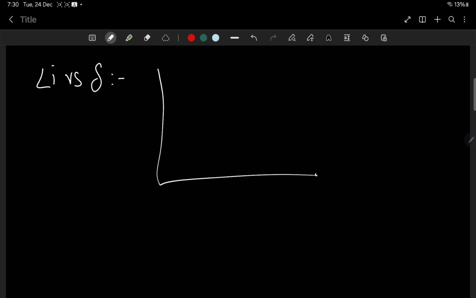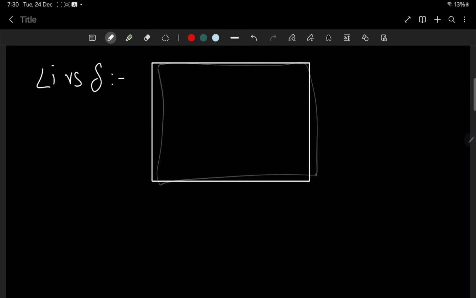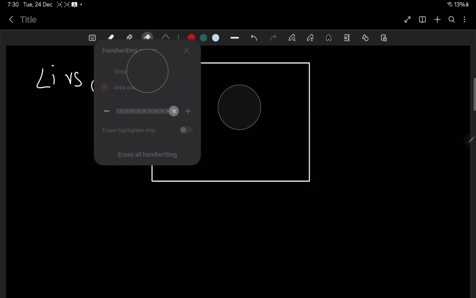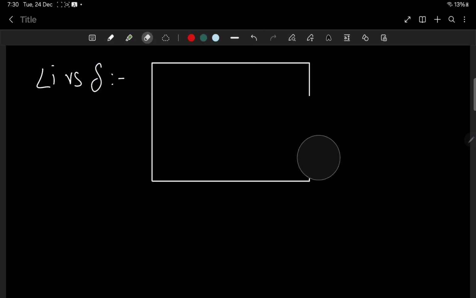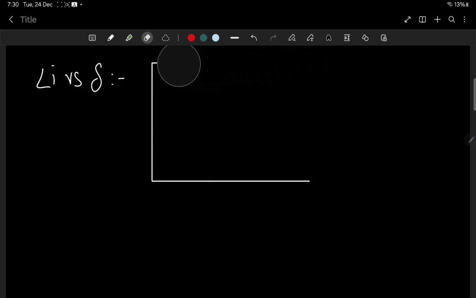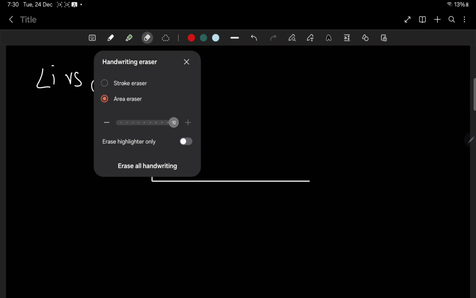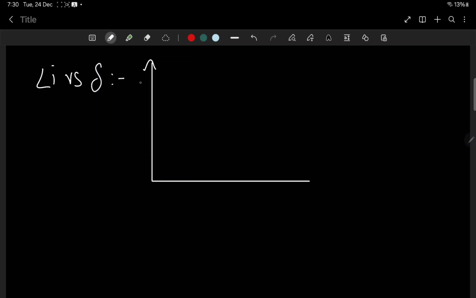Now if we are drawing a graph for I versus deviation, here will be deviation, here will be angles. We'll get a graph like this, a parabolic graph.